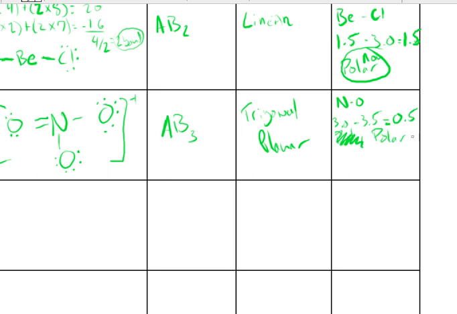Let's see. Polar bonds. So we go down our flow chart. First question, is there a polar bond? Yes. The answer is yes. So that means we might have a polar molecule. The next question is, do we have any lone pair electrons on our central atom? No. So therefore, that makes this whole thing nonpolar. So the compound itself is nonpolar.